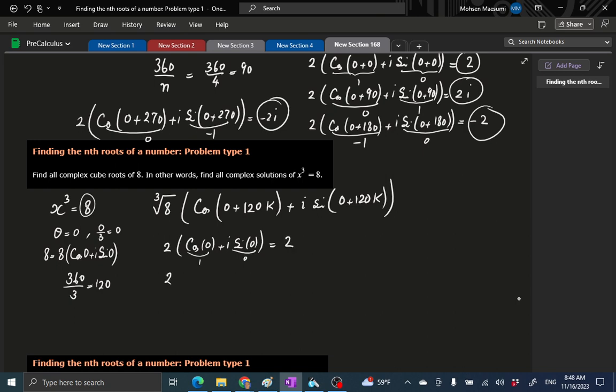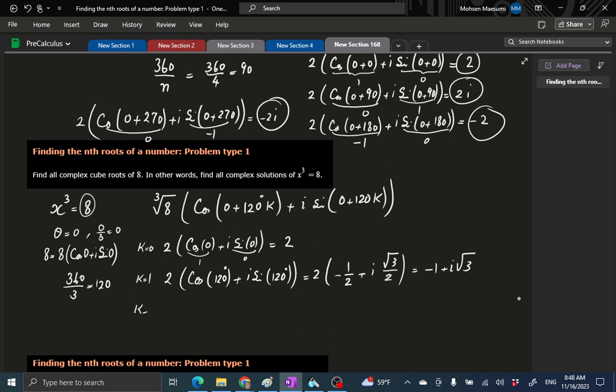Next root, 2 cosine of. So first case k is 0. Next case 1. If k is 1, this is cosine of 120. Of course, these are all degrees, all right? Plus I sine of 120. Who is that? 2 times cosine of 120. What's that? Cosine of 120 is minus a half. Sine of 120 is radical 3 over 2. Simplify, you get minus 1 plus I radical 3.